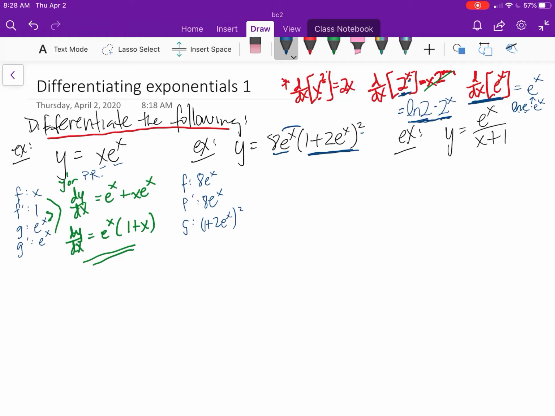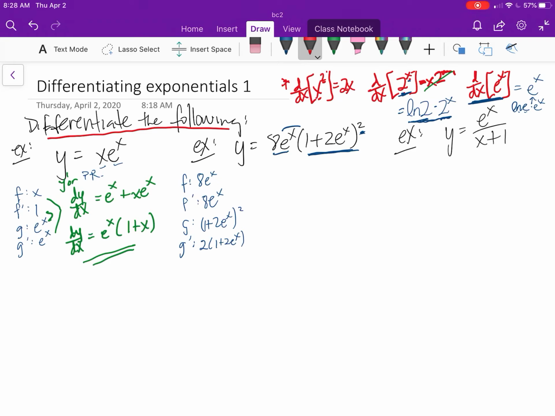I don't know, seems too much work to me. I don't really want to expand that in, especially, you know, what if this were 8 to the 8th power? Then no thank you. So let's just do it this way. So chain rule says bring the 2 down, 1 plus 2e to the x, squared, not squared, subtract 1.